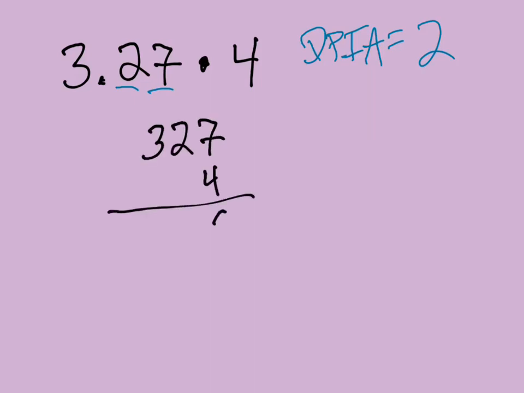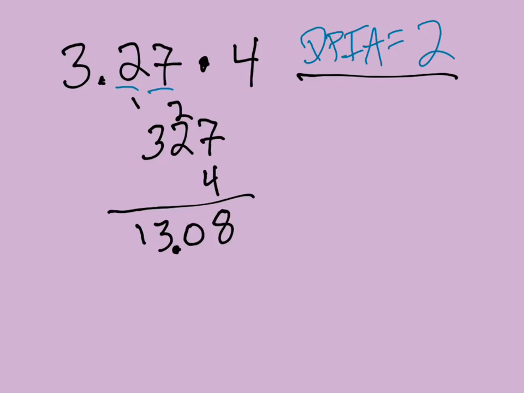7 times 4 is 28. 4 times 2 is 8 plus 2 is 10. 3 times 4 is 12 plus 1 is 13. So 1308. And I need my DPIA to be 2. So I just go boom. Answer is 13.08. So it's easy as that.